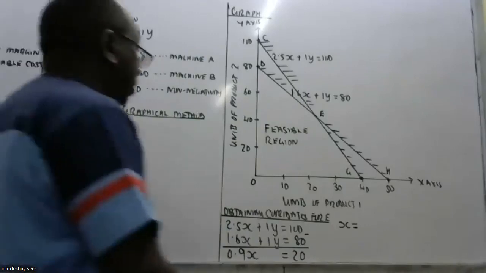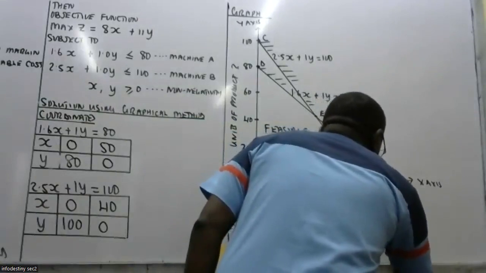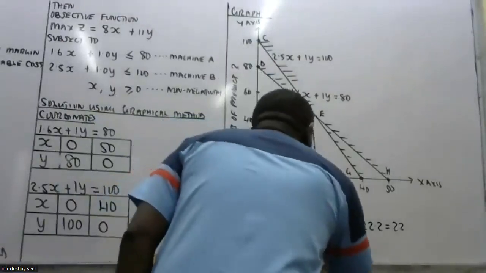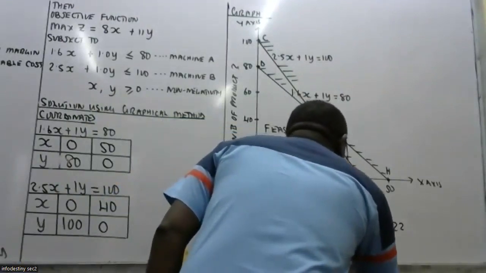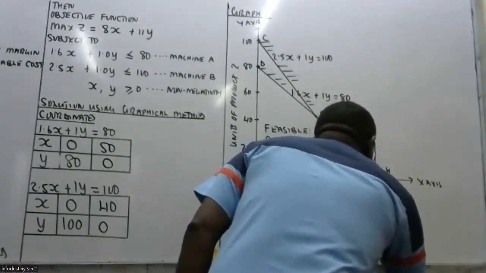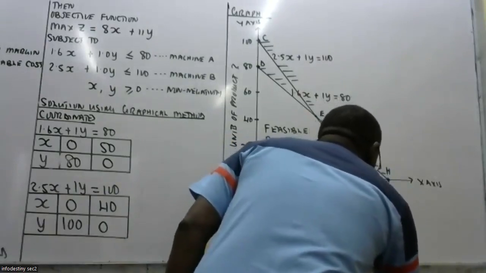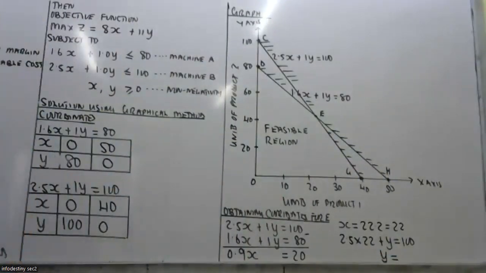22.22. So we can retain it at 22. Then when you come to y, you say 2.5 times 22 plus y is equal to 100. So tell me, y will be what? Yes? 45.